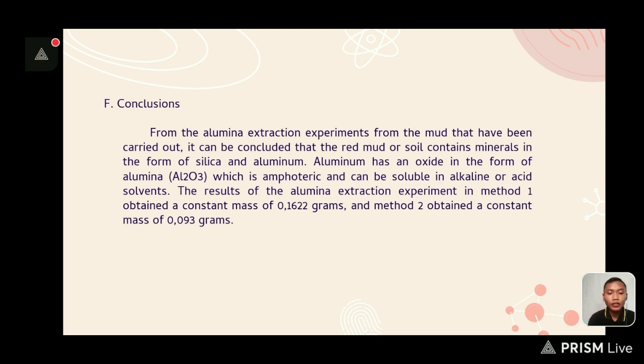As for the conclusion, from the alumina extraction experiment from the red mud that has been carried out, it can be concluded that the red mud or soil contains minerals in the form of silica and aluminum. Aluminum has an oxide in the form of alumina, Al2O3, which is amphoteric.